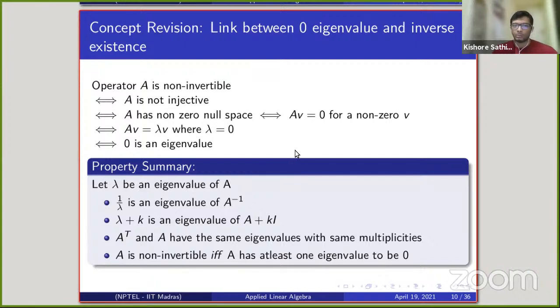And finally, the property we discussed in this slide: A is non-invertible if and only if at least one eigenvalue is 0. So in both directions, A is non-invertible if it has an eigenvalue 0, one or more. And if at least one of the eigenvalues is 0, A is not invertible. Next.